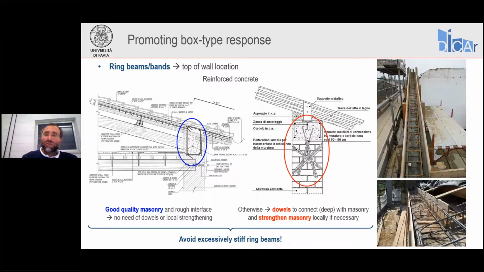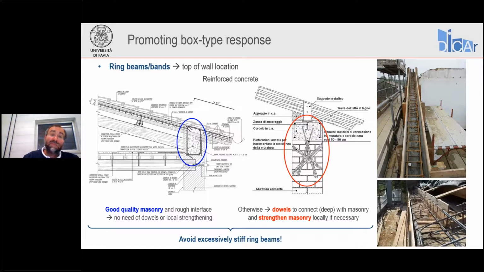Finally, this solution was somehow abused in Italy in the past, the use of reinforced concrete ring beams. I'm saying abused because they were introduced without proper attention to the details and to possible problems induced by the strengthening method itself. The problem of reinforced concrete ring beams is that they tend to be very stiff compared to the masonry. And we need to avoid this. So we don't want to make these concrete ring beams with large sections. They should be as small as possible to avoid a differential stiffness between the beam itself and the masonry below.